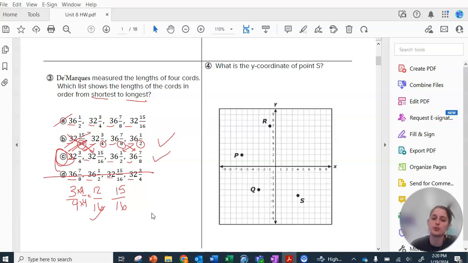What is the y-coordinate of point S? Here's point S. You normally write an ordered pair, parentheses x, comma, y. I only want the number for y. I don't want an ordered pair. It's wrong if it's an ordered pair, even if it's the right ordered pair for S. I don't want parentheses. I don't want a comma. I just want the one number that is the y number.